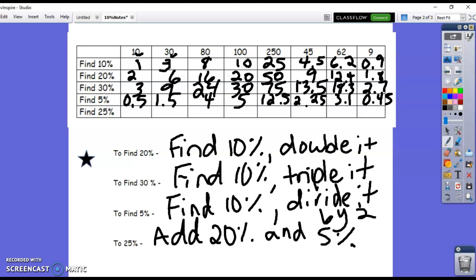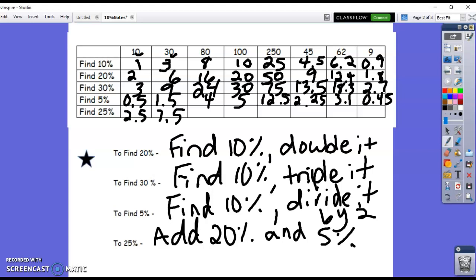So 25% of 10 is 2.5. 25% of 30 is 7.5. Go ahead and stop the video and finish out the table.